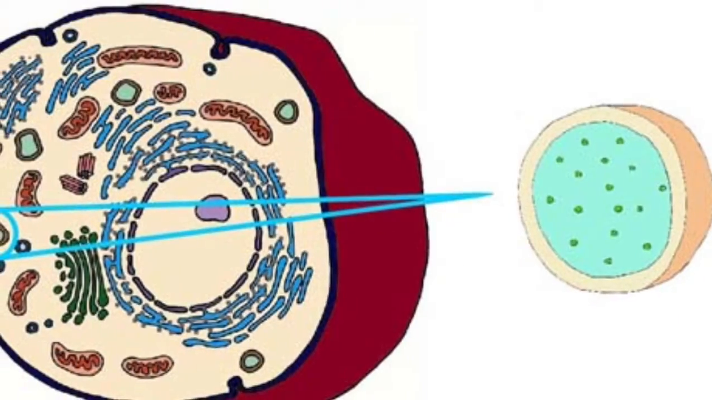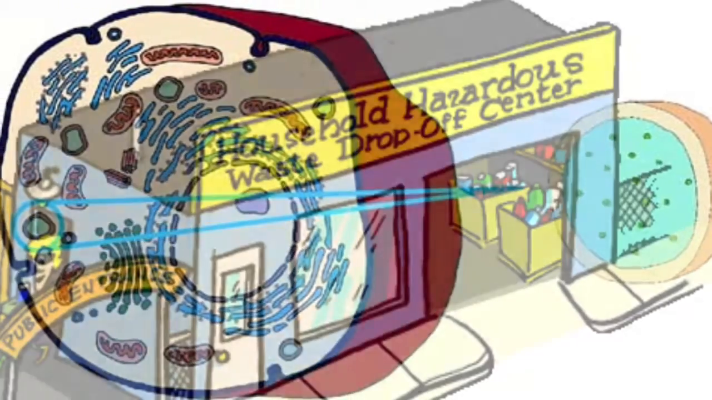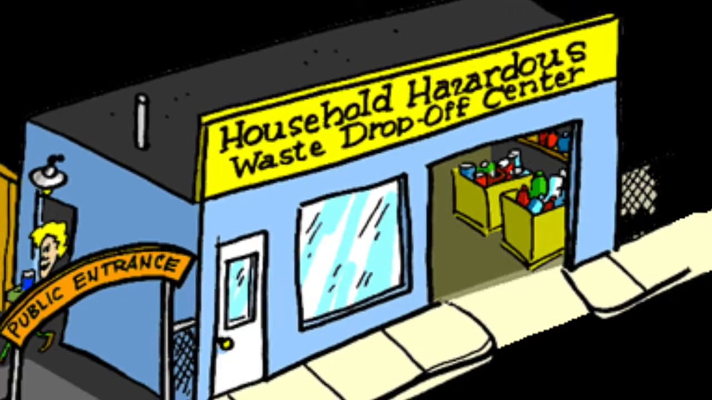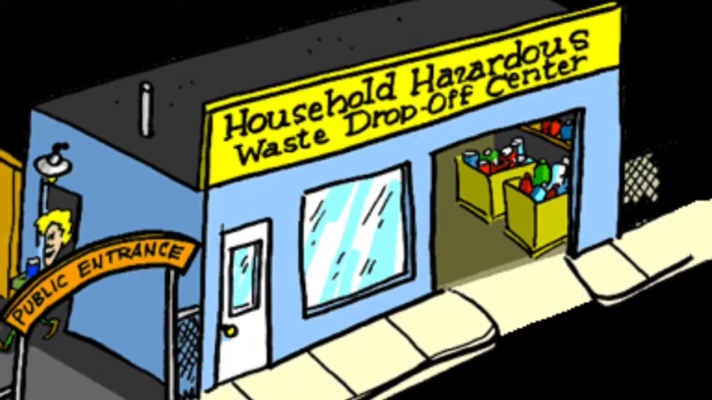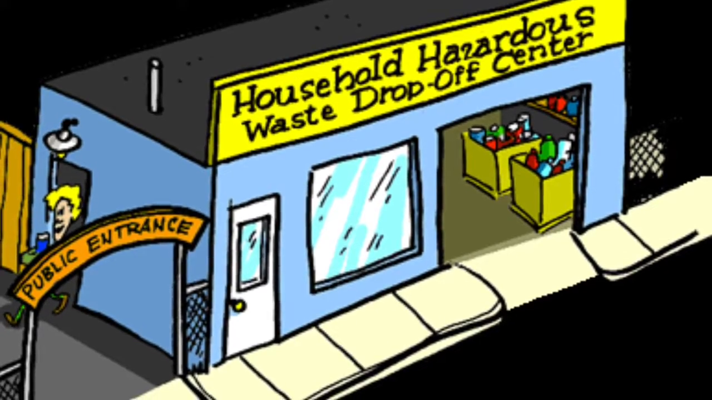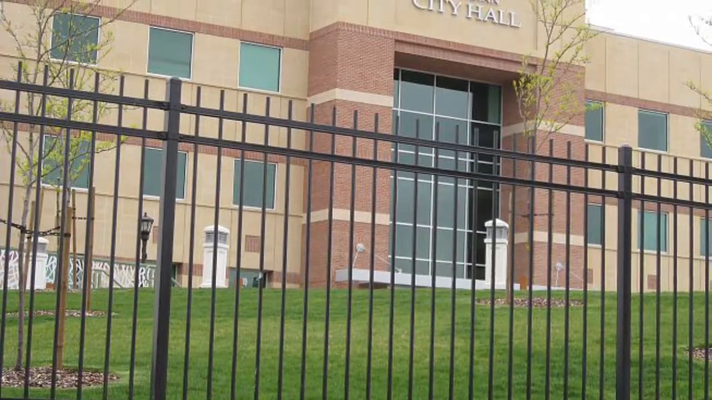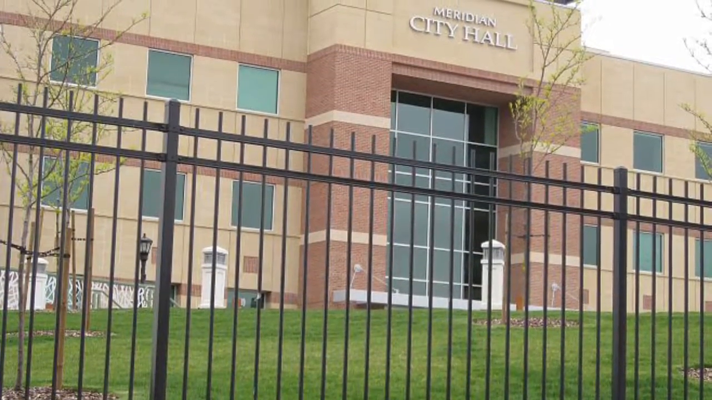And then there's also lysosomes, which have digestive enzymes that break stuff down. So it's like the recycle and waste centers that break down waste products of the cell and of the city. The nuclear envelope is the membrane in the cell that encloses the nucleus. So in a city, it's like the fence that goes around the city hall, which can be considered the nucleus.